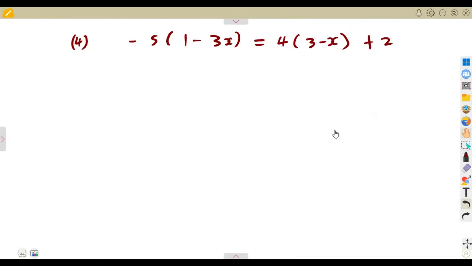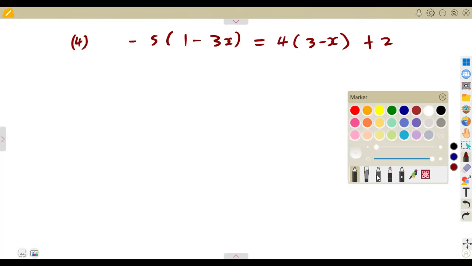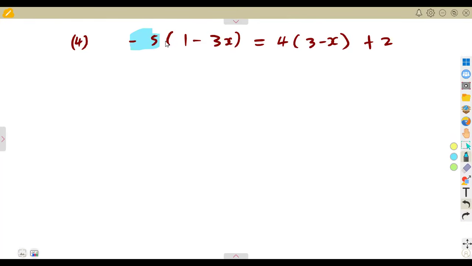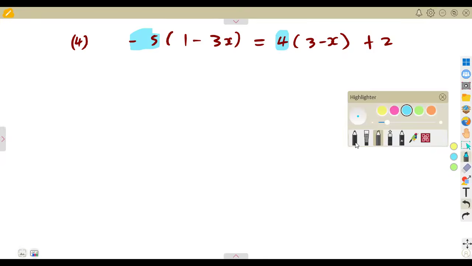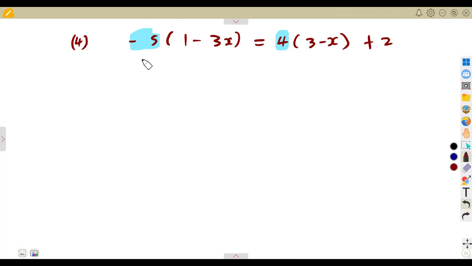If we are given this situation, you are going to see that the -5 has to multiply the first bracket, and the 4 has to multiply this bracket. The 2 has nothing to multiply. It is just to be added at the end. So let's distribute by -5. -5 times 1, that is -5. -5 times -3: negative times negative is a positive, and that will be positive 15x.